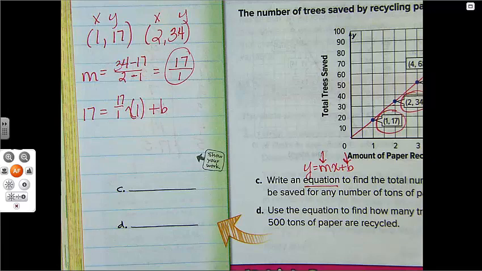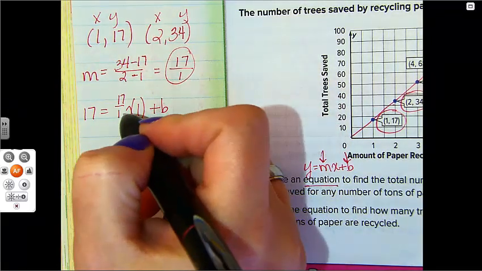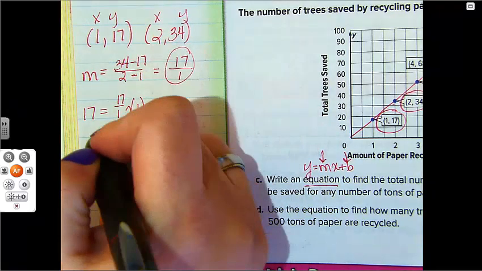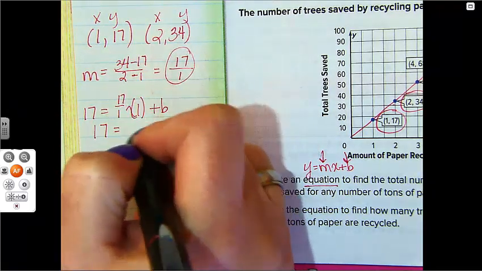So if I look at that, 17 over 1 times 1 is 17. So I have 17 equals 17 times 1, which is 17.